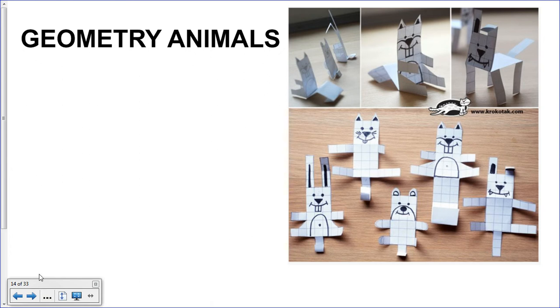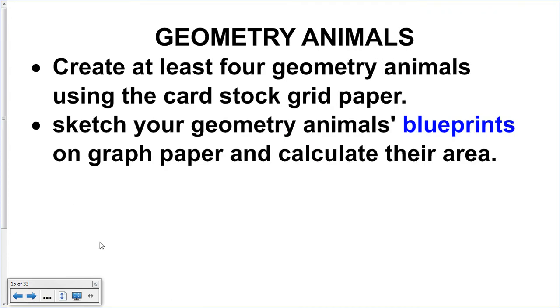So let's get started. The directions are pretty easy. So this is what you're going to do. Create at least 4 geometry animals using the cardstock grid paper. So we have some cardstock grid paper that we use for our geometry towns. There's enough where you guys can each have 1 page to be used to make your 4 geometry animals.